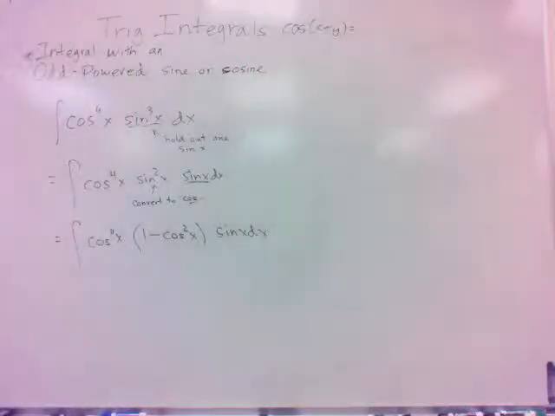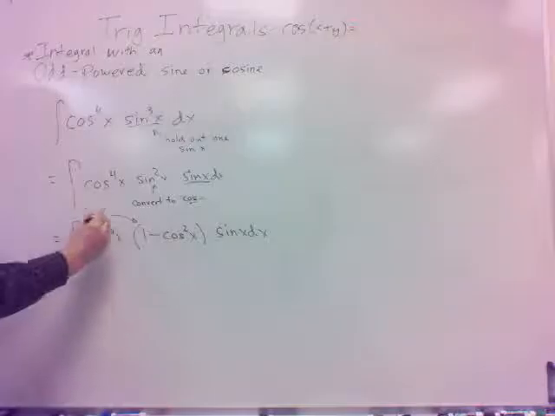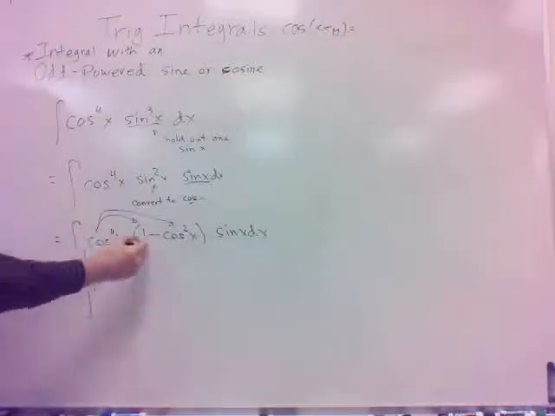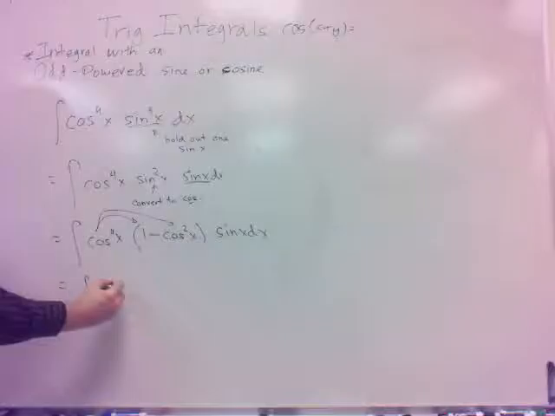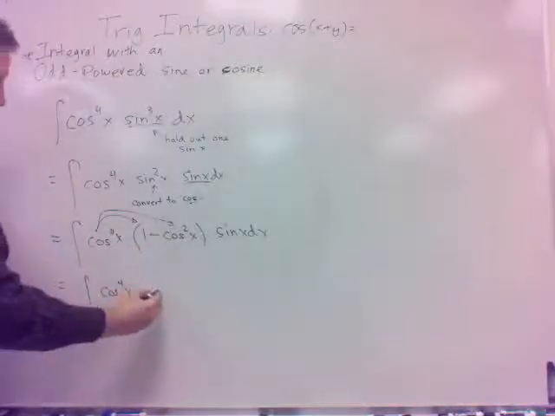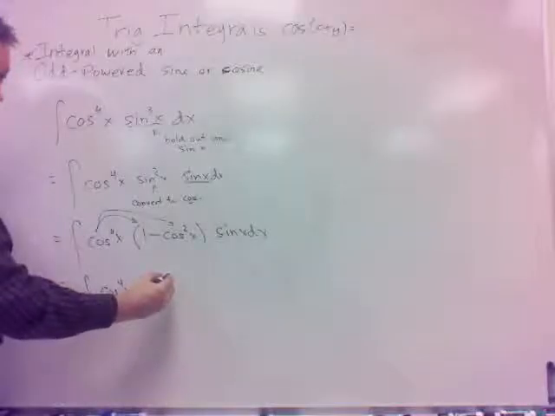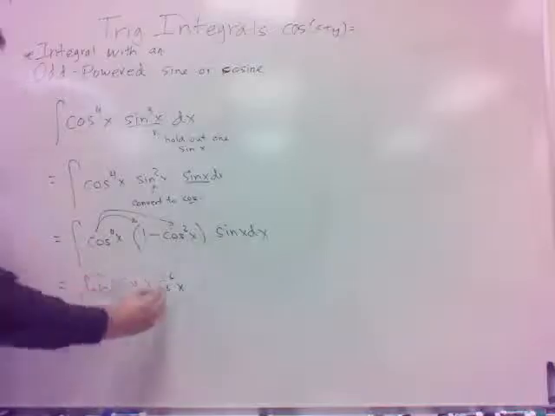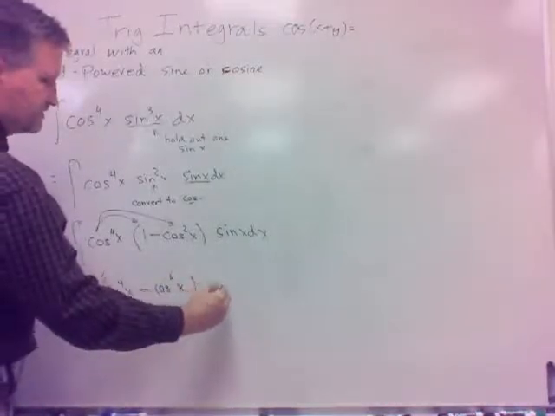Well, it maybe doesn't look like I've done much, but look at this. If I distribute the cosine to the fourth x inside, cosine to the fourth x times 1 is cosine to the fourth x. Cosine to the fourth x times minus cosine squared x gives you cosine to the sixth x, right? You just add the exponents. Times sine of x dx.